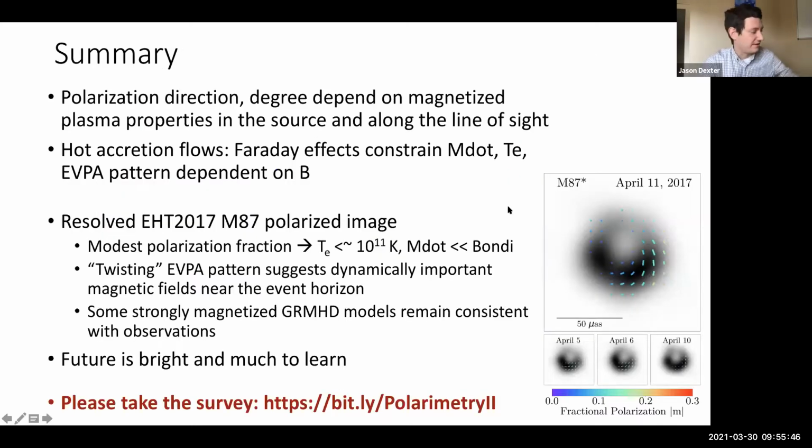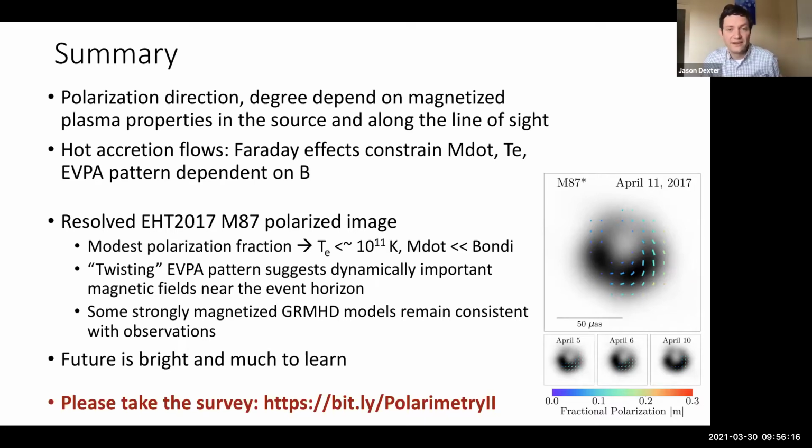Okay, great. So to summarize what we talked about today, the polarization direction and degree depend on magnetized plasma properties. In the case of accretion flows, these provide really important constraints on how much mass is accreting, how hot are the electrons. And also, now that we can image polarization patterns, we can actually measure both the strength and the structure of magnetic fields right near black hole event horizons where jets are launched and where accretion energy is being released.